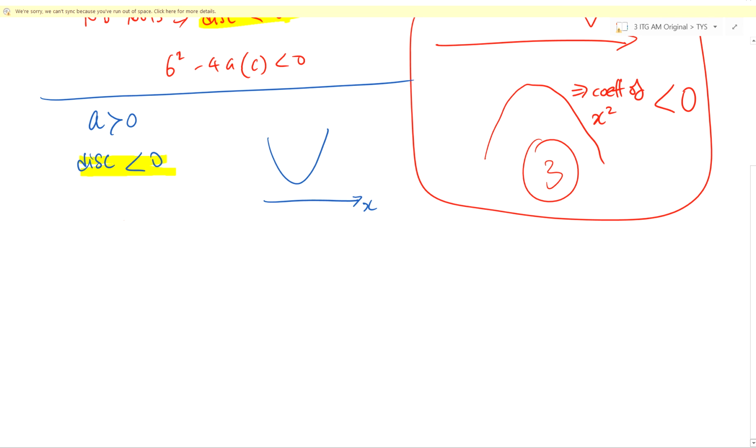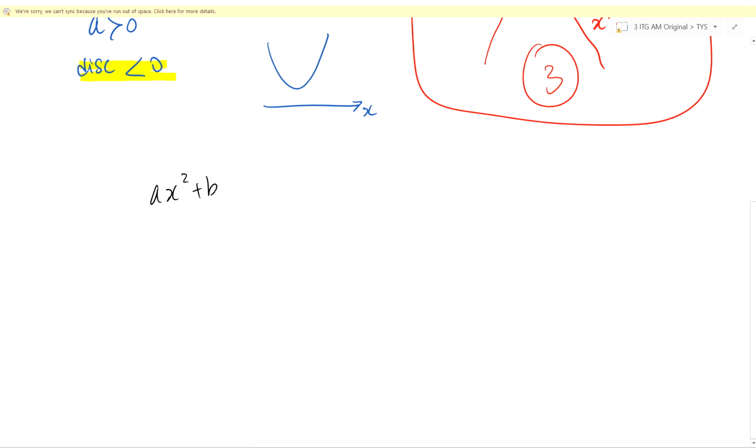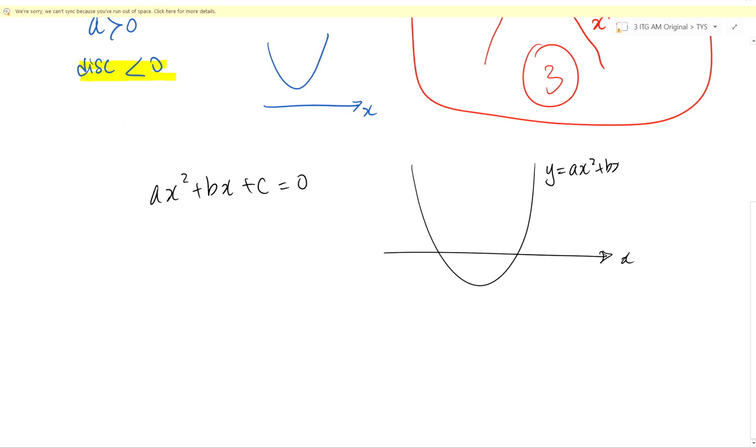And why does the discriminant tell us the nature of roots? We always fall back to our basics. Ax squared plus bx plus c equals to 0. What does this mean? If I have a parabola, y equals to ax squared plus bx plus c.